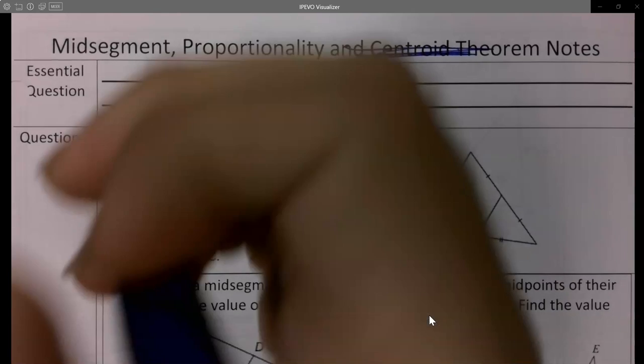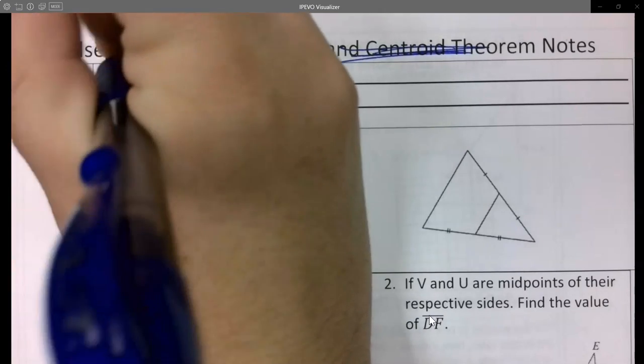The essential question is, how do I use midsegment and proportionality to find length?